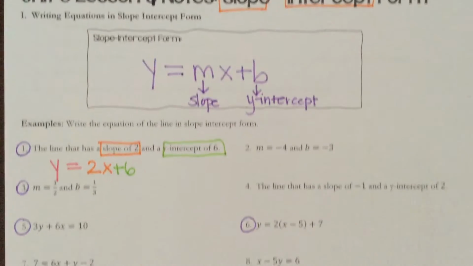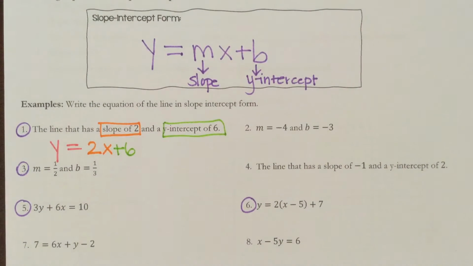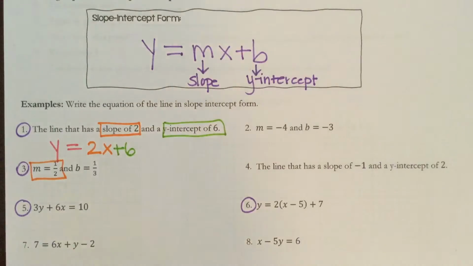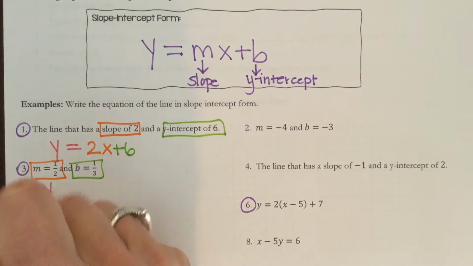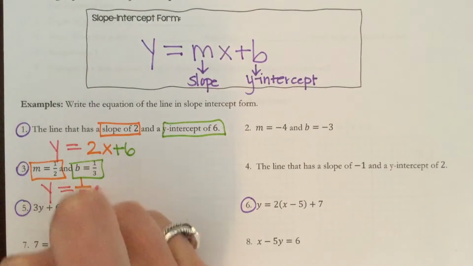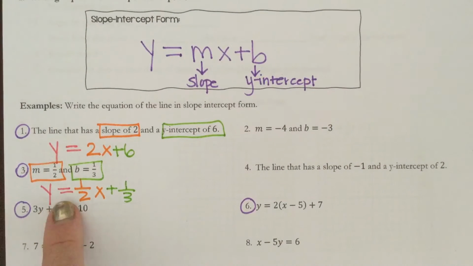In example number 3, if we think about what we were given, m stands for slope, b stands for y-intercept. So we have a slope here, we have a y-intercept here, and so we will plug into slope-intercept form. It says that y is equal to, I take my slope, 1/2 x, and then I take my y-intercept plus 1/3. Y equals mx plus b.